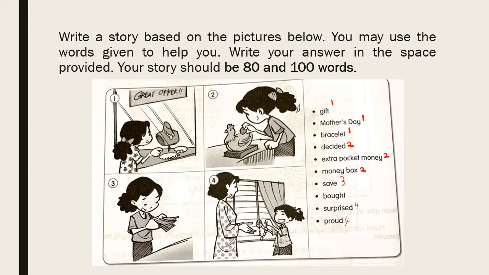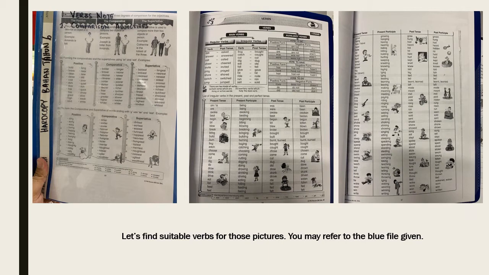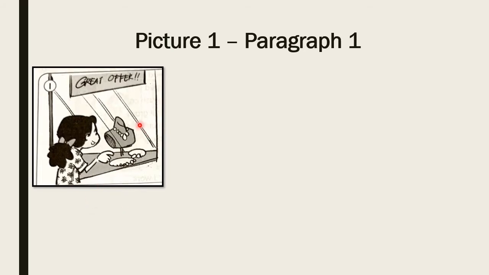Okay, so let's move to the next. Let's find suitable verbs for those pictures. You may refer to the blue file given. As you know, setiap gambar itu awak kena tulis, awak kena menggunakan sekurang-kurangnya 3 atau 4 verb kata kerja. Dan I want you to refer to the blue file given. These are the pictures of the file that I already gave you. Okay, dalam ni ada banyak verb yang awak boleh gunakan untuk karangan kita pada hari ini. Picture 1, paragraph 1. Okay, apakah verb yang sesuai?